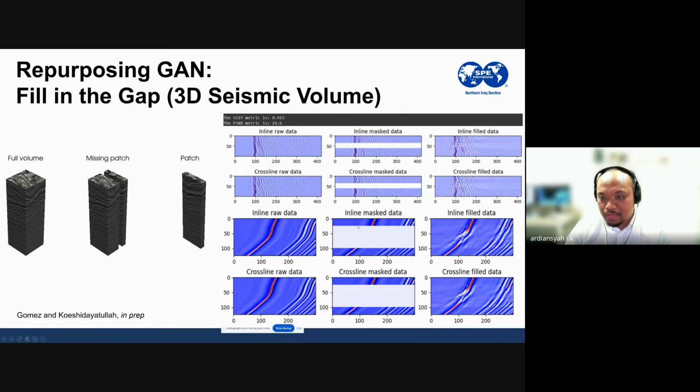For example, in this example, we masked the area here. This is the actual data. This is what we masked, and then this is the predicted data. It's not perfect again, but it shows a pretty decent reconstruction. This is still ongoing work. That's why I think we can still improve it, but we can see the potential there.